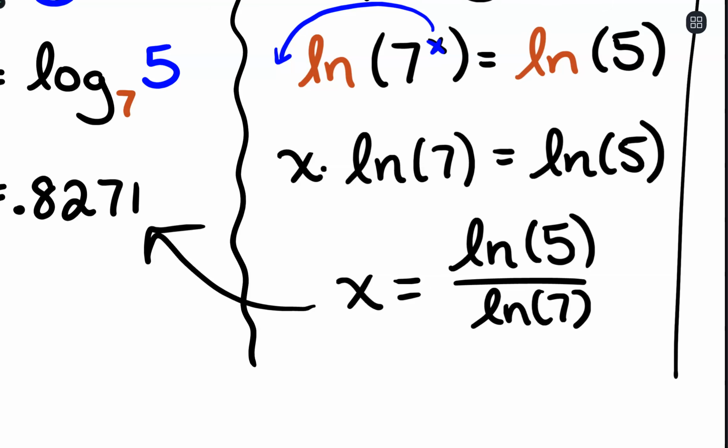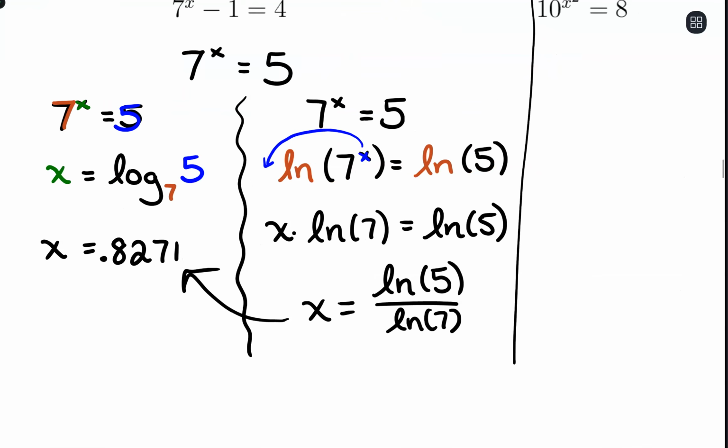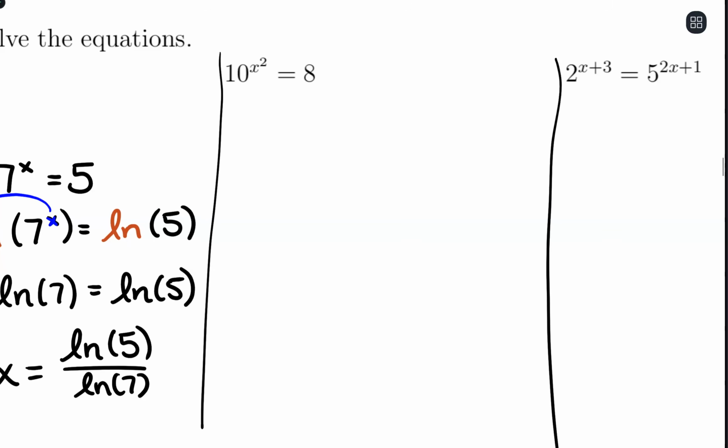So it just has it separated, so you don't use the change of base formula. And again, I could have done all of this with base 10, and it would have been the same exact answer. So this method always works for solving exponential equations. If we follow the correct steps, that should take care of it. So either way, let's go to this 10 to the x squared equals 8.